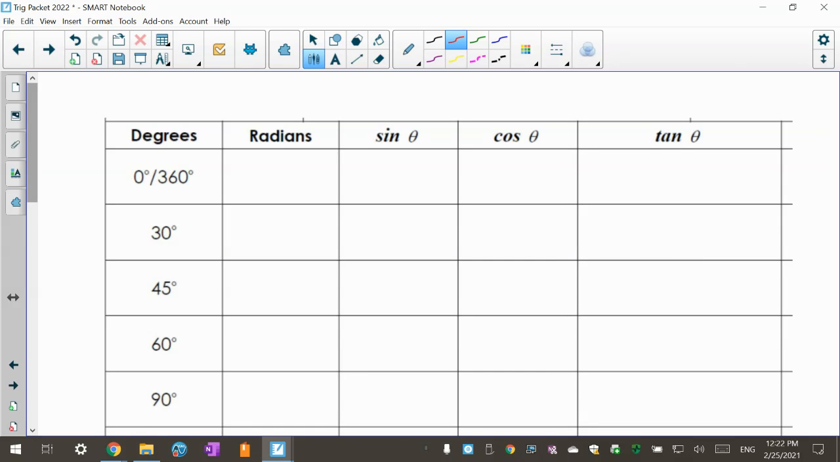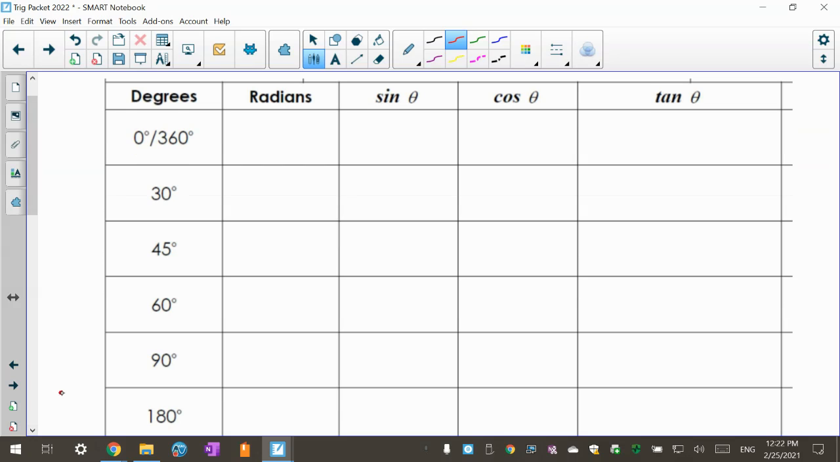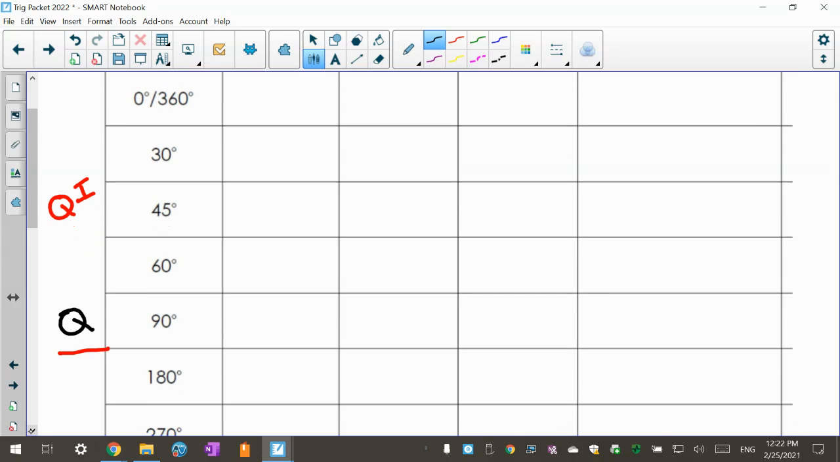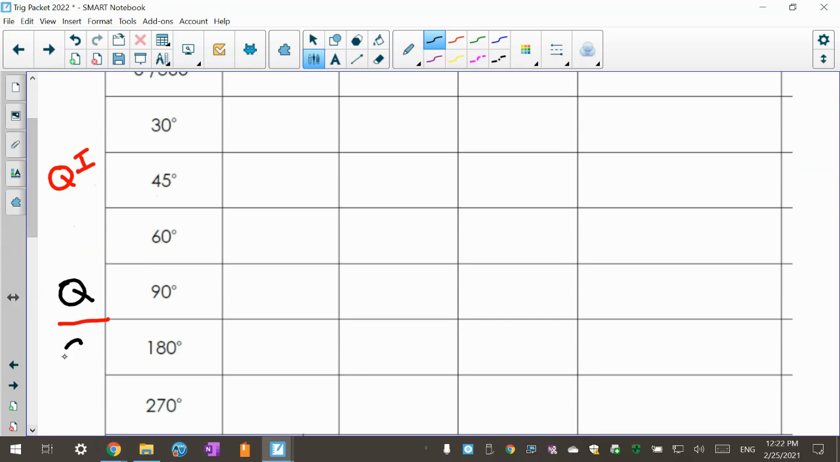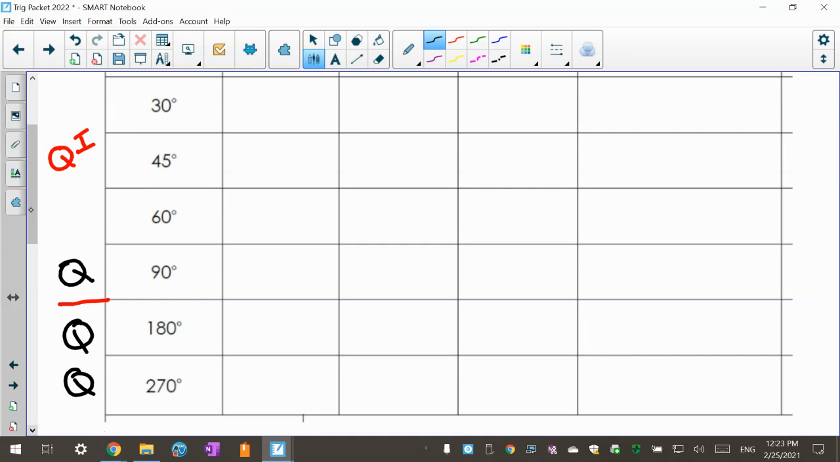So the first thing is we're going to talk about the degrees, and I want to let you know that we start at 0. We're going to call that 360, and we're going to use 30 degrees, 45, 60, and 90 because these are our special angles we were talking about. When I get up to 90, right from here to here is quadrant 1, okay? And I actually call the 90-degree angle your quadrantal angle because that is right on one of the quadrants. The other quadrantal angles we have here are 180 and 270. So these are our quadrantal angles.